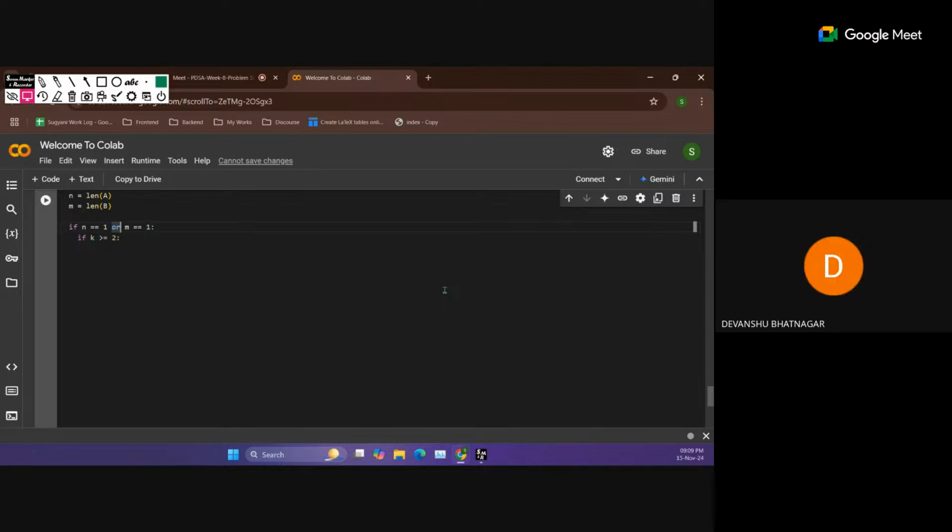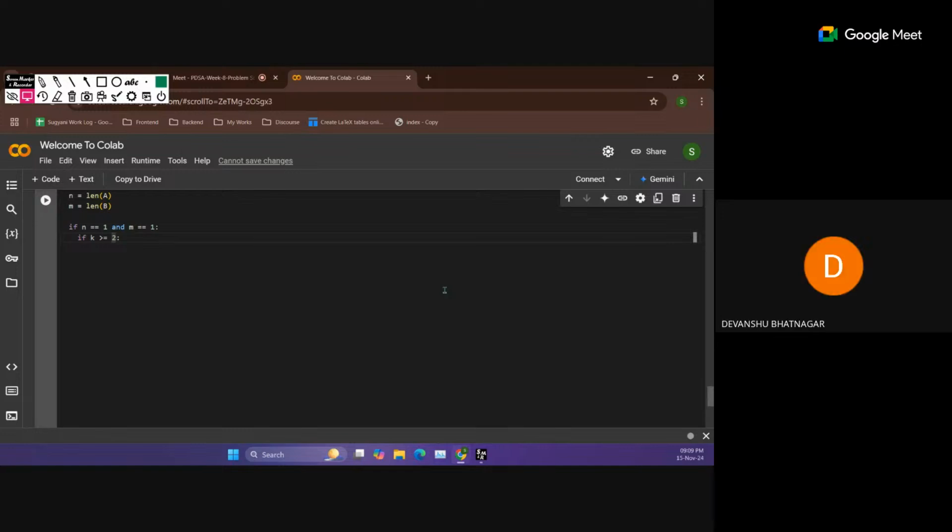If both A and B are of length 1, that means only two elements are present. If we merge them, we will get the zeroth and first index. For the and condition, both A and B have the same length 1. So k is actually here, they are asking if it is 2, then we will return the index 1.